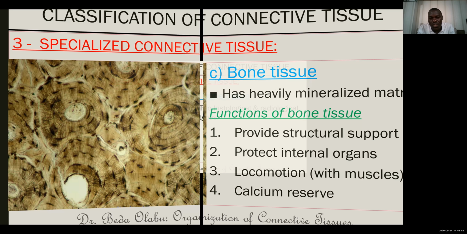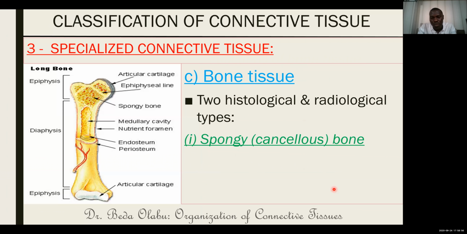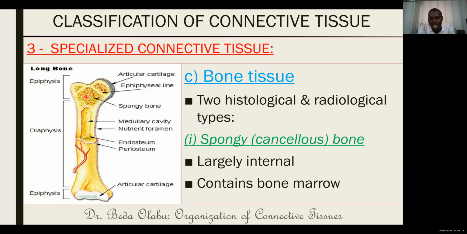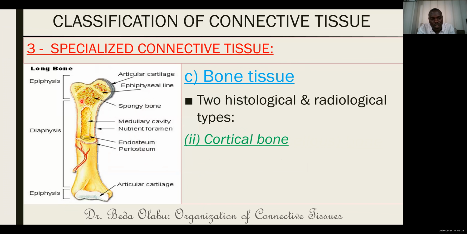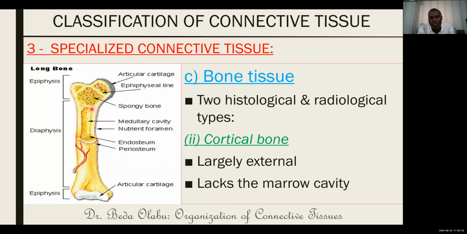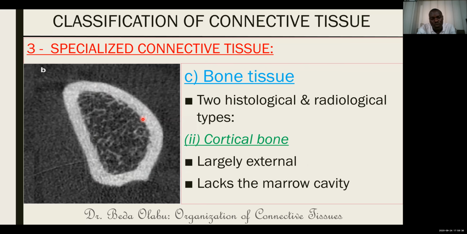There are two histological types of bone. We have what you call spongy bone. This is spongy bone. Spongy bone is also known as cancellous bone or trabecular bone. This type of bone tends to be inside, and it's the one that contains cavities, the bone marrow. That is different from the second type of bone, which you call cortical bone. This is cortical bone. Cortical bone tends to be external and it does not contain cavities. Radiologically, cortical bone will look like this, and spongy bone would look like this.